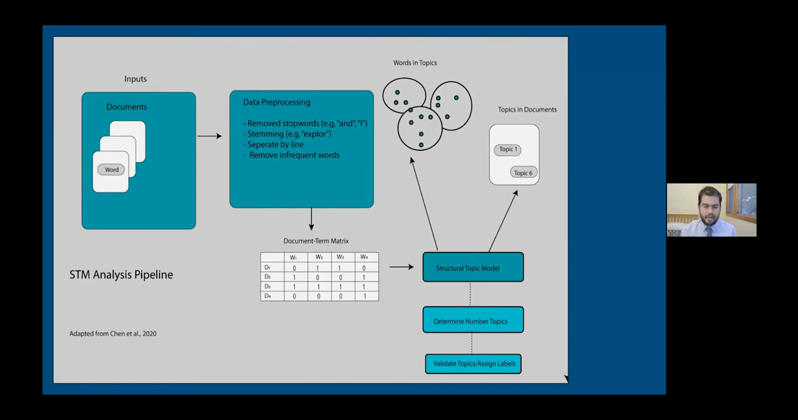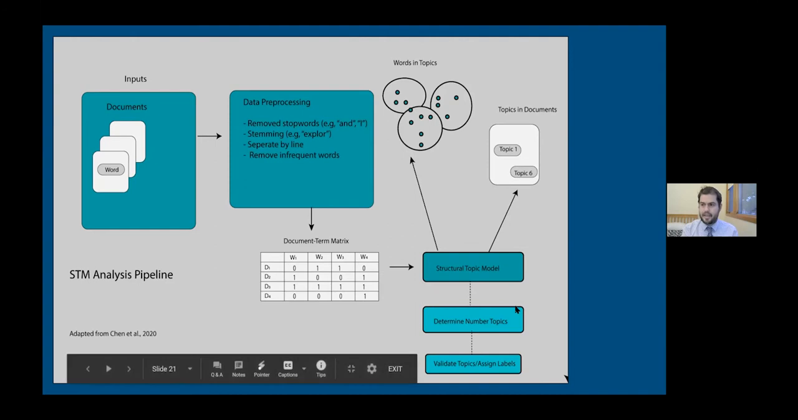What the structural topic modeling does is it takes that really big matrix and looks for correlations between words within documents and documents that have the same word. And it spits out a set of topics that have certain words associated with them, and documents that have certain topics associated with them.